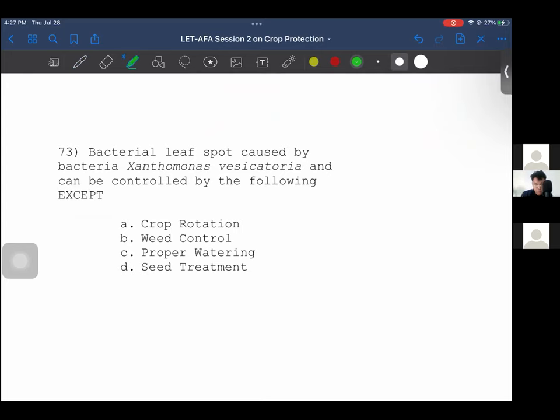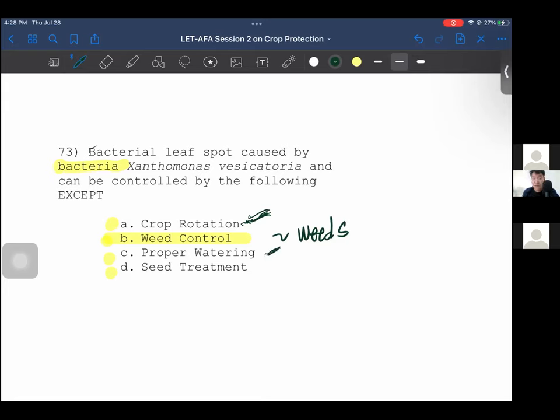Okay. So dito, bacterial leaf spot yung tinatanong. So bacterial leaf spot is caused, sabi nga dyan, by bacteria. Which of the following ang hindi nagtatackle sa bacteria? The answer is weed control kasi it is tackling weeds. Crop rotation, pwede niya i-control ang bacterial leaf spot kasi nga, yung kaninang concept na sinabi ko na kapag kunwari merong bagong plant tapos bumalik yung bacteria or yung disease, hindi siya makakagrow doon kasi iba na yung plant. Parang, iba na yung bahay ko. So, makakakontrol yung crop rotation.